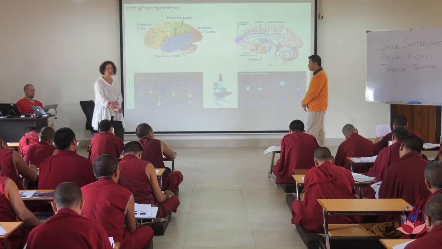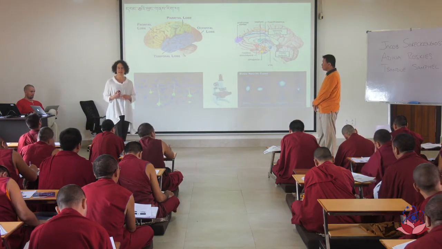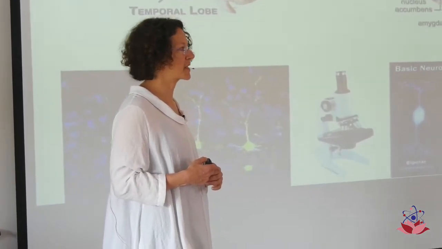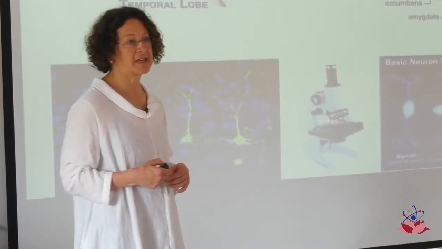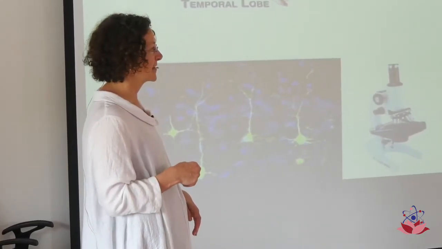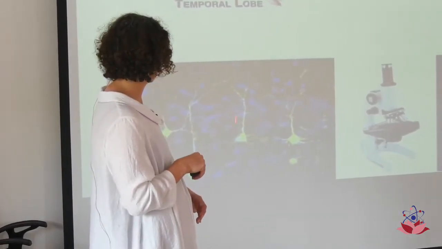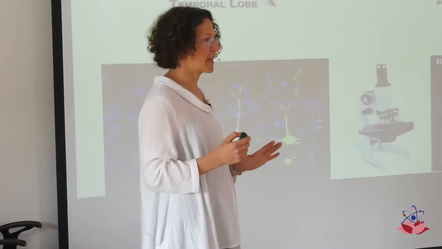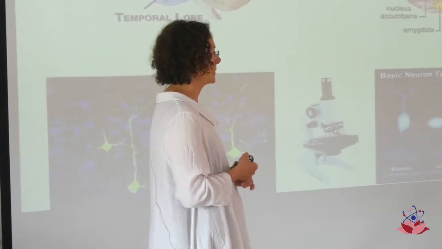So until we discovered different ways of staining neurons or tracing neurons with dyes, we didn't even know that there were these little microscopic structures that have very elaborate branches. All of that was invisible without the right kind of tool.